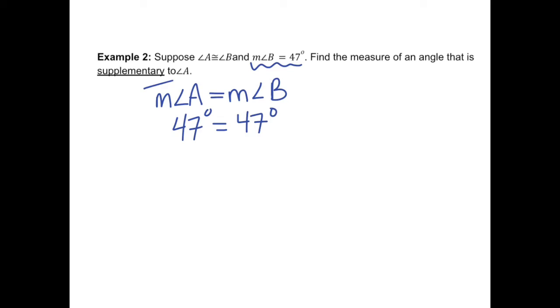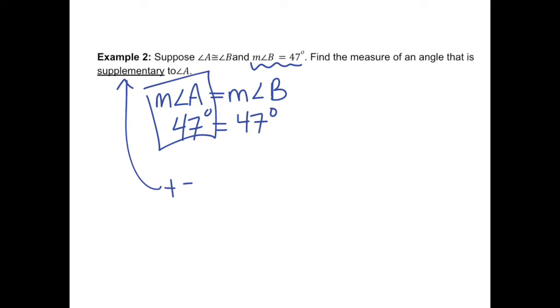For this example, we are supposing that angle A is congruent to angle B and that the measure of angle B is 47, but we're supposed to find a measure of an angle that is supplementary to angle A. So starting off first, because they are congruent, we can actually say that the measure of angle A is equal to the measure of angle B, and then we are given that the measure of angle B is 47 degrees. Well, they're equal to each other, so the measure of angle A also must be 47 degrees.